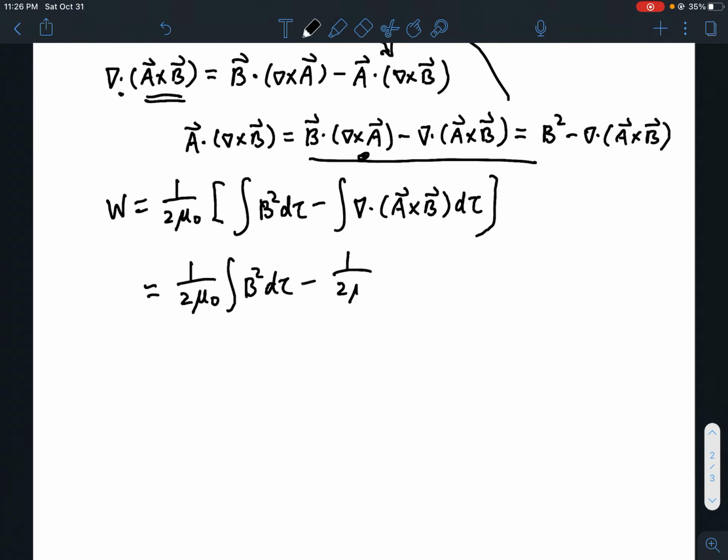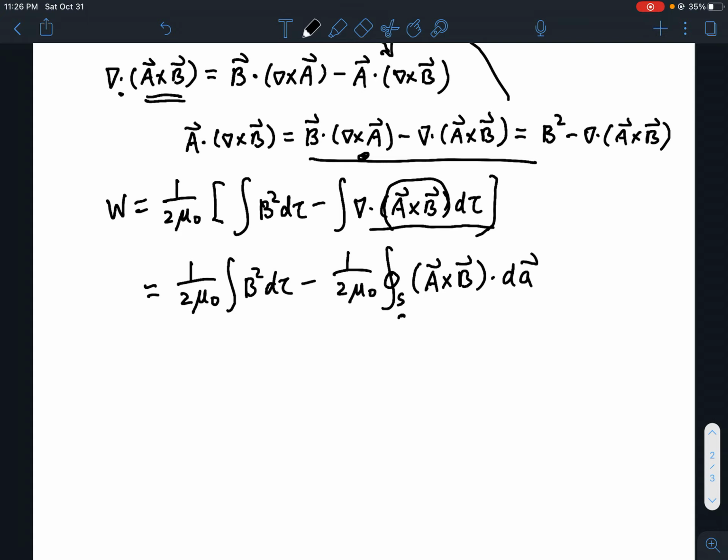The second term, we can also convert from this volume integral to the surface integral. You can treat A cross B as one vector, integrated over the surface area. So this S is really the surface bounding this volume.